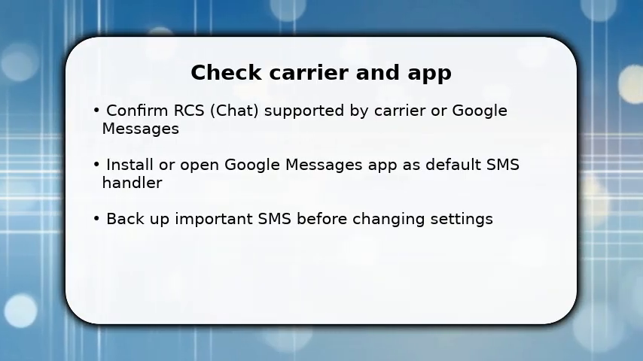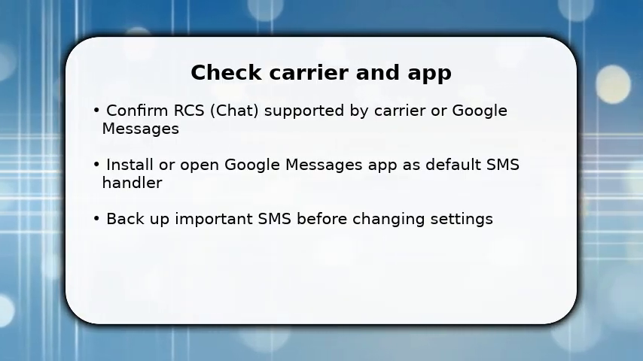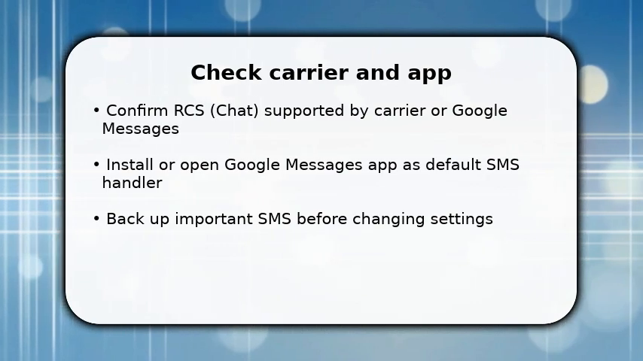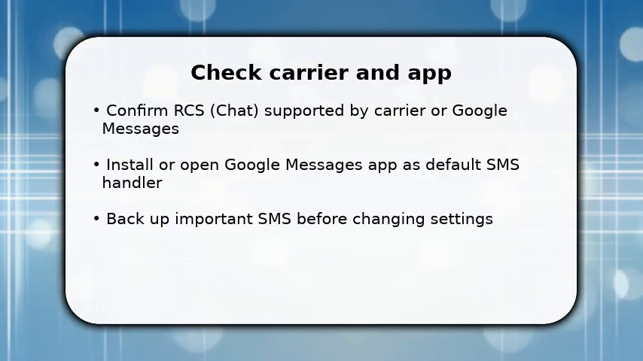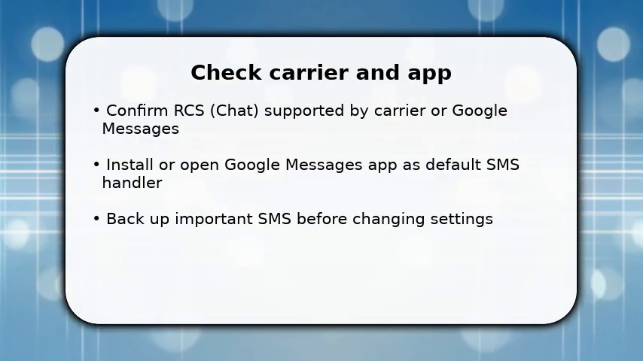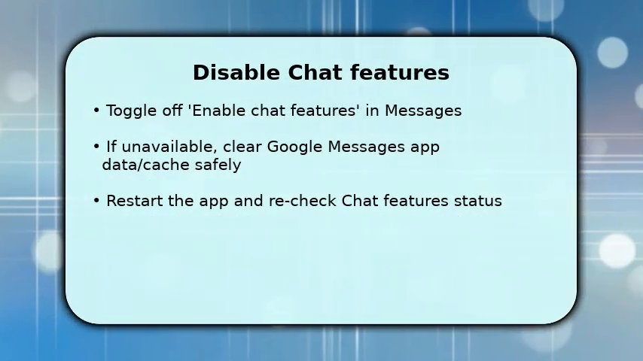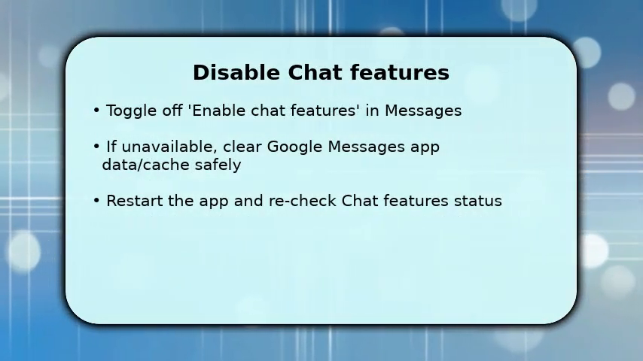Make sure you've backed up any text you need, since toggling services can change message behavior. Now you disable the service itself. In Chat Features, flip off Enable Chat Features. This tells Messages to stop using RCS and fall back to SMS/MMS.